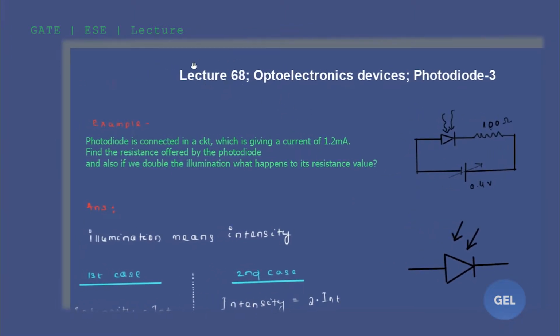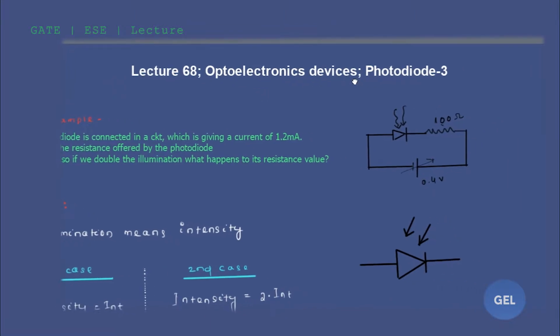We are in lecture number 68 of ETC. This is our fourth module, that is optoelectronic devices. Now we are in the chapter photodiode. This is the last video lecture for photodiode. Here we are going to discuss a very simple question, and also a couple of note points about the photodiode.